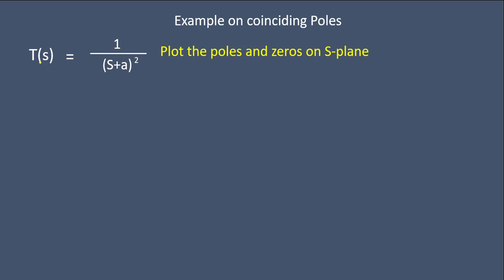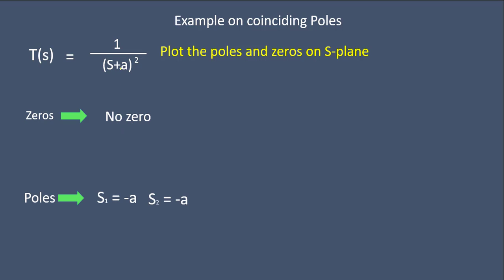Now, I have a transfer function T of S. It is given by 1 upon (S plus A) whole square. We have to plot the poles and zeros on the S plane. Now, as you can see, there are no roots in the numerator. Hence, there are no zeros.